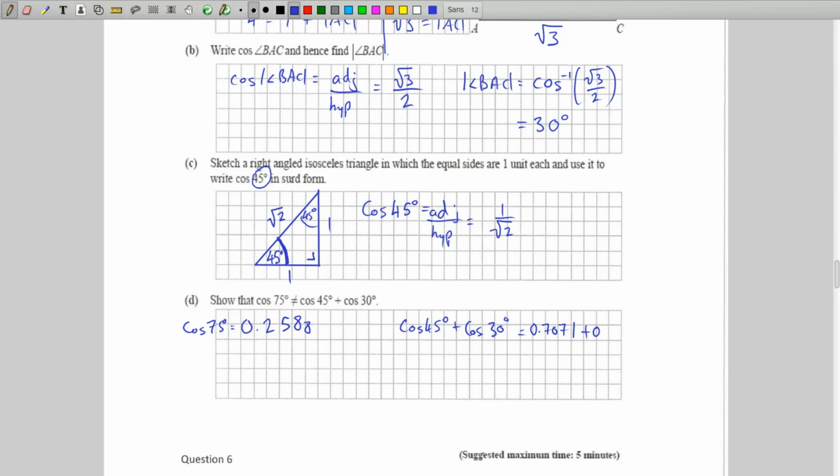plus 0.8660. And if you add those two together, you get 1.5731. So the question is, when you add those two together, when you add cosine 45 and cosine 30, is it the same as if you just have cosine 75? Well, it's clearly not, because cosine 75 is 0.2588, whereas cosine of 45 plus cosine of 30 is 1.5731, about 6 times as big.